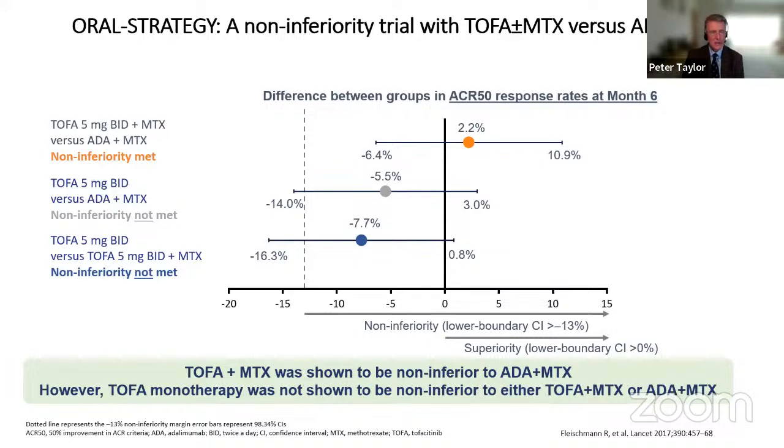But if you look at tofacitinib as a monotherapy versus adalimumab plus methotrexate, the lower confidence interval crosses that lower boundary of non-inferiority. And similarly, if you look at the comparison of tofacitinib monotherapy versus tofacitinib in combination with methotrexate, again, it crosses that lower boundary. So we cannot say that non-inferiority has been met in those two cases. So this is a very illustrative study. And you'll note that it was non-inferiority for ACR50. That was what was chosen in this particular study.